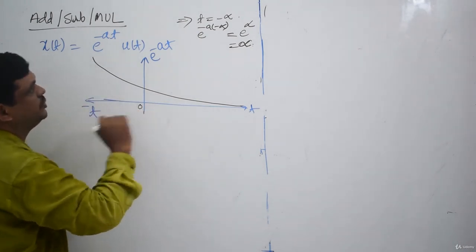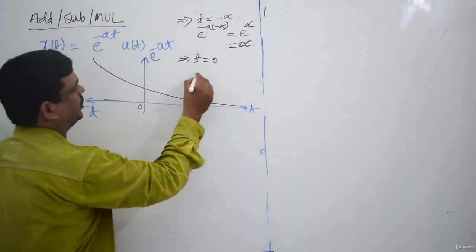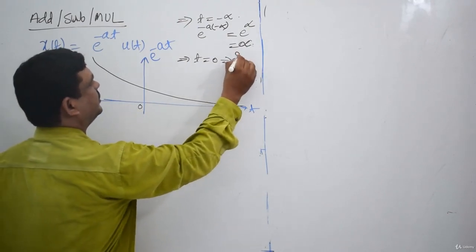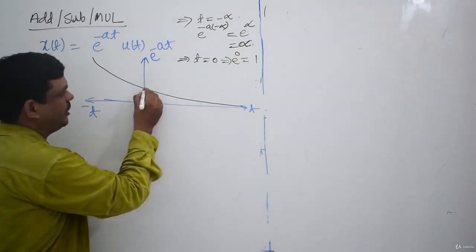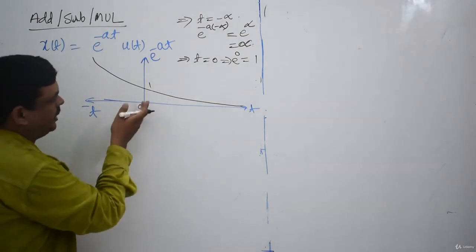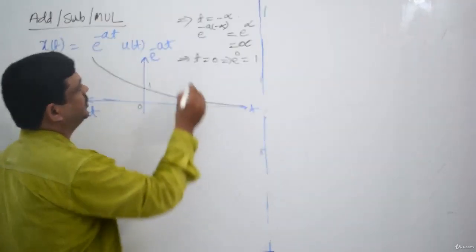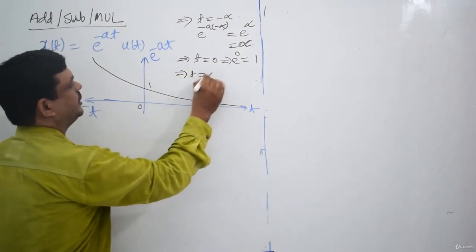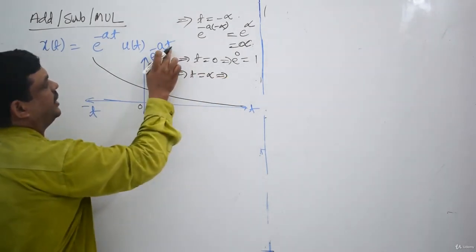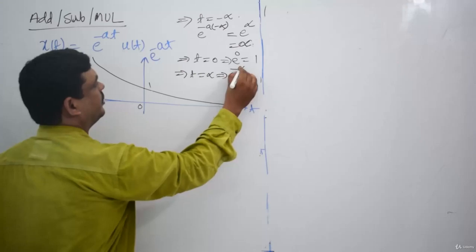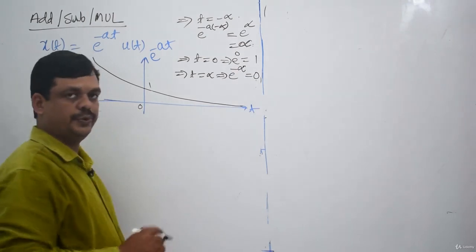And exactly at t equal to 0 I am substituting now. If t is 0, then the function is e power 0, and e to the power of 0 is 1. So exactly at t equal to 0, the amplitude is 1. And similarly, t is positive now. At t tends to infinity, substituting t as infinity, it becomes e to the power of minus infinity, and e to the power of minus infinity is 0.